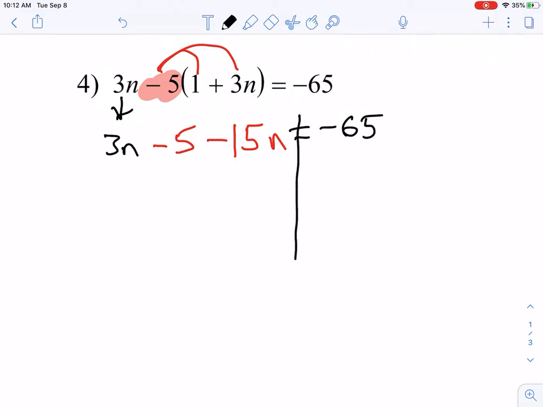The next thing I'm looking to do is combine like terms. I have a negative 15n and a positive 3n. Signs are different, so I'll subtract them and be left with negative 12n. So when I put these two together, they made negative 12n. I still have a negative 5, and then that equals negative 65.